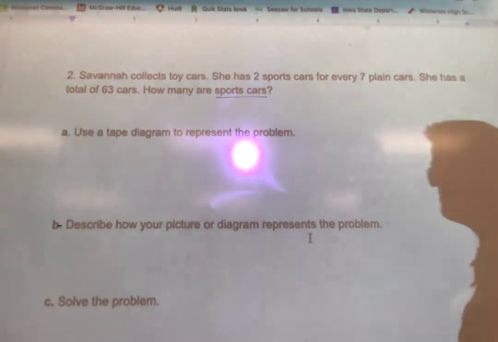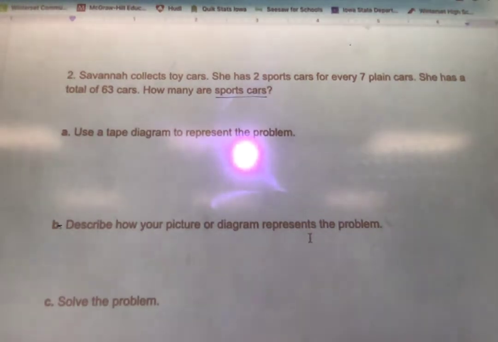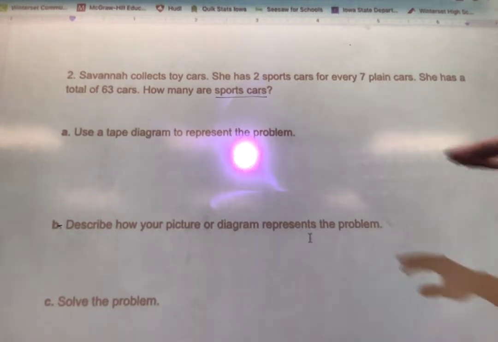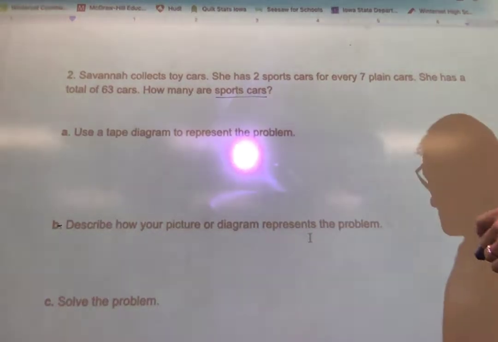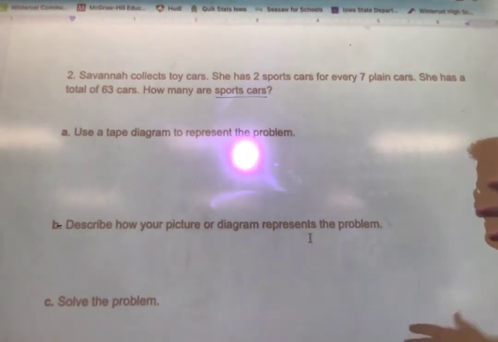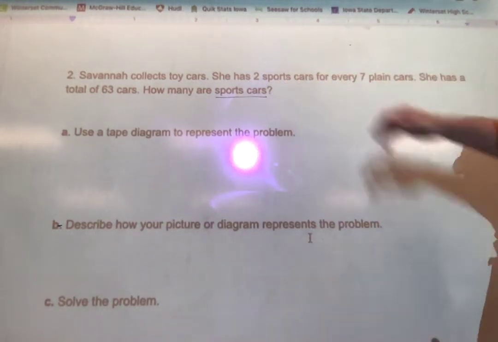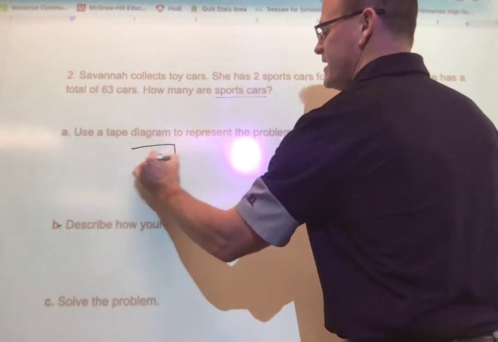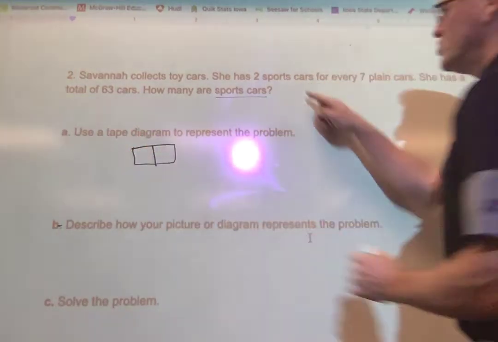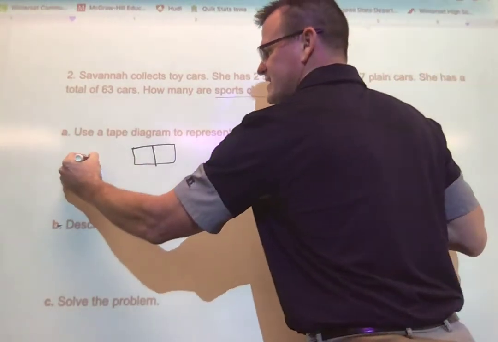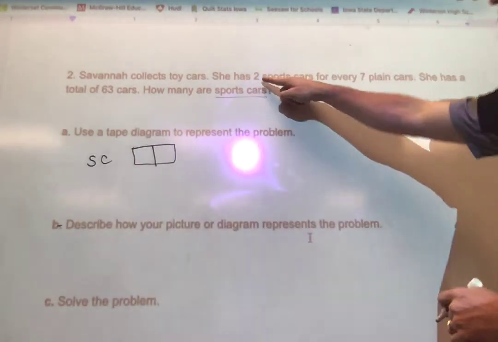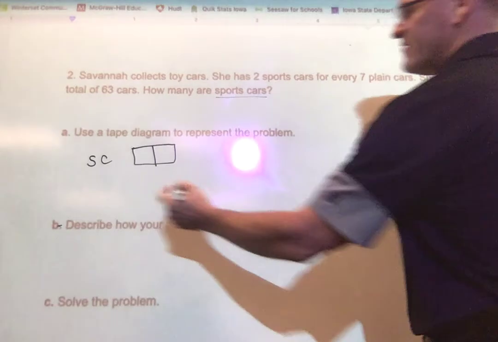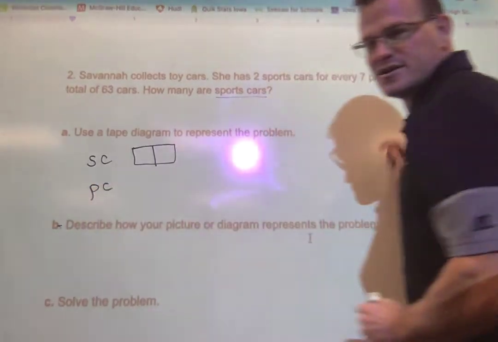All right, so it says here on question A that we're supposed to use a tape diagram to represent this problem. So a tape diagram, guys, if you remember, we make things that look like pieces of tape, and we need to put that in the ratio. So it's a 2-to-7 ratio. So I'm going to make 2. And I'm going to label out here SC for sports cars. For every 2 sports cars, there's 7 plain cars. So I'll make my plain cars out here.